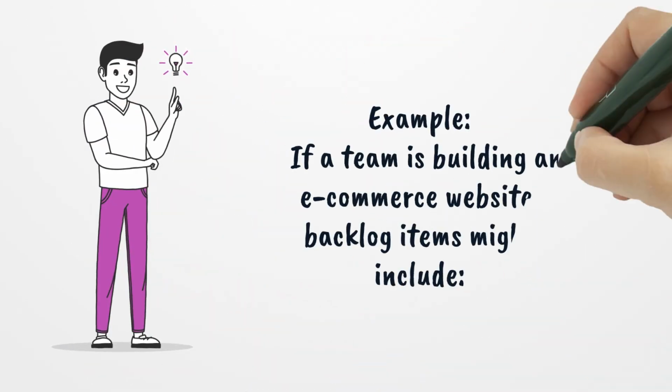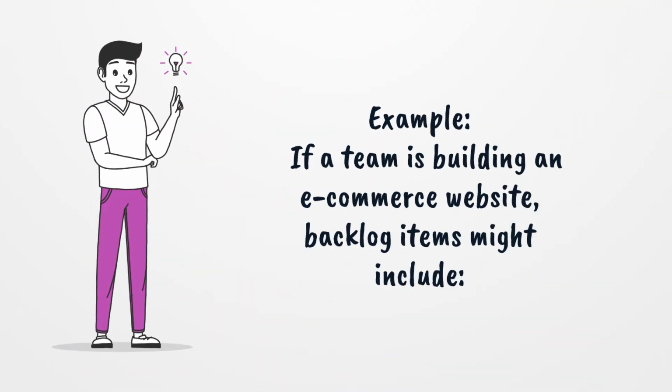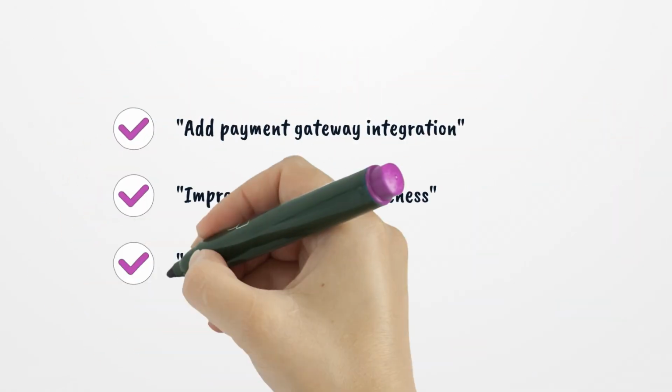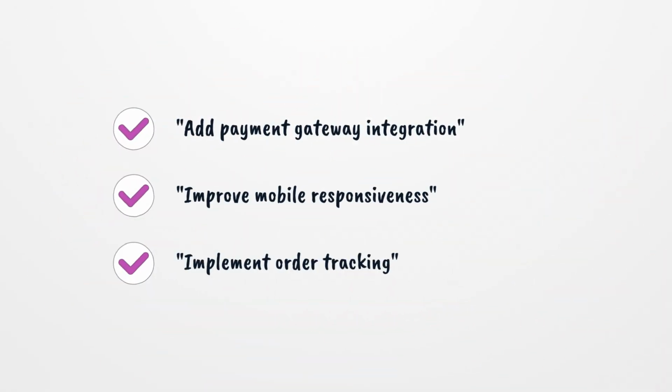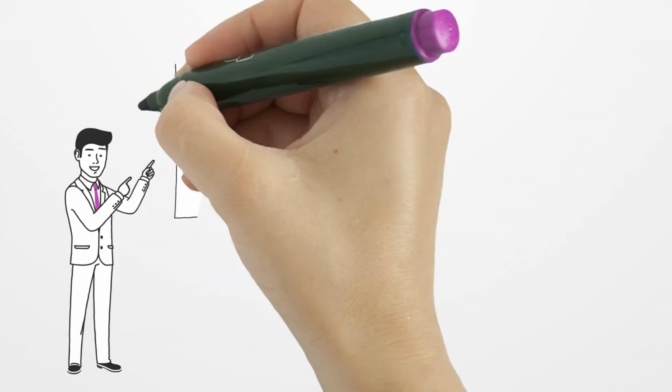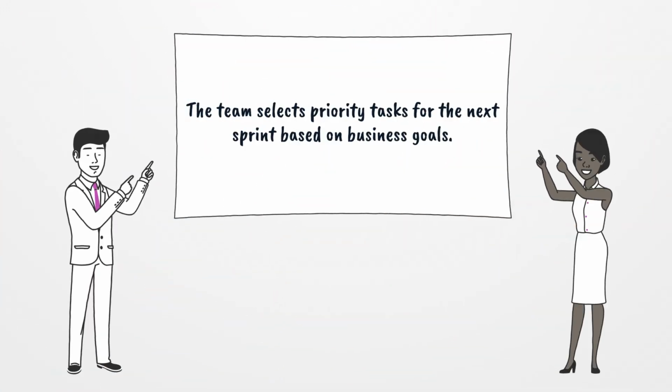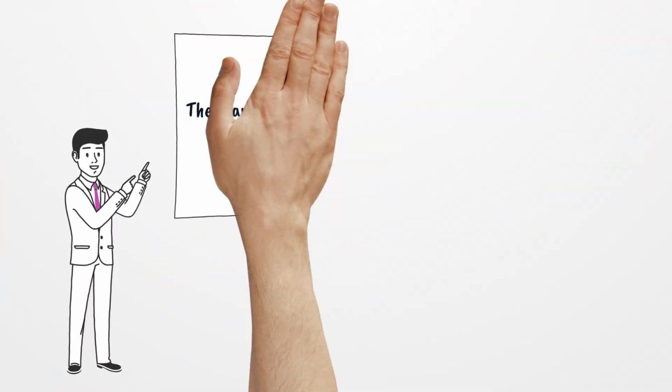Example. If a team is building an e-commerce website, backlog items might include: add payment gateway integration, improve mobile responsiveness, implement order tracking. The team selects priority tasks for the next sprint based on business goals.